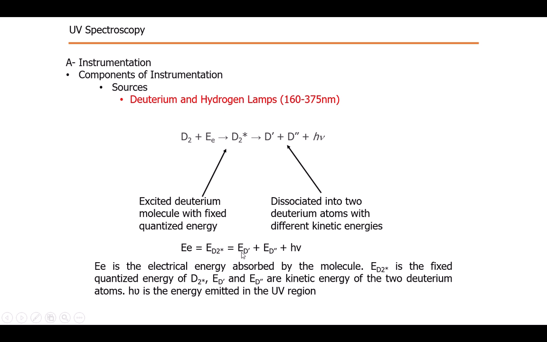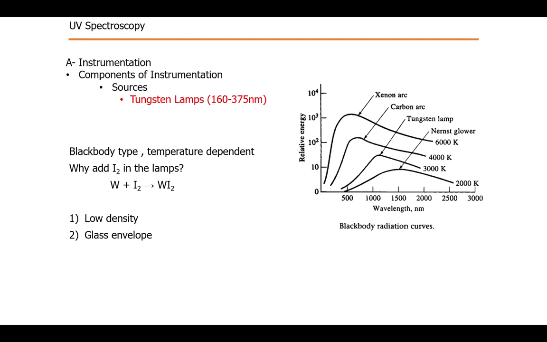and it will be split into three types of energies. Ed dash is the kinetic energy of one deuterium atom. Ed double dash is the kinetic energy of the second deuterium atom, while h nu is the amount of energy which we are using in UV region and which actually falls on the sample to take the results about the structure of the molecules. Components of the instrumentation, sources: tungsten lamp is used for the visible region scan.